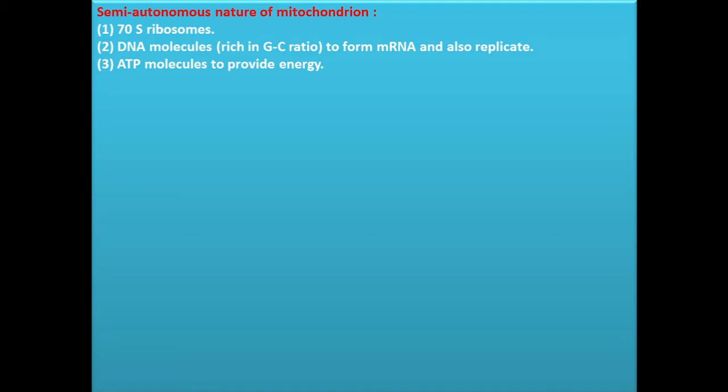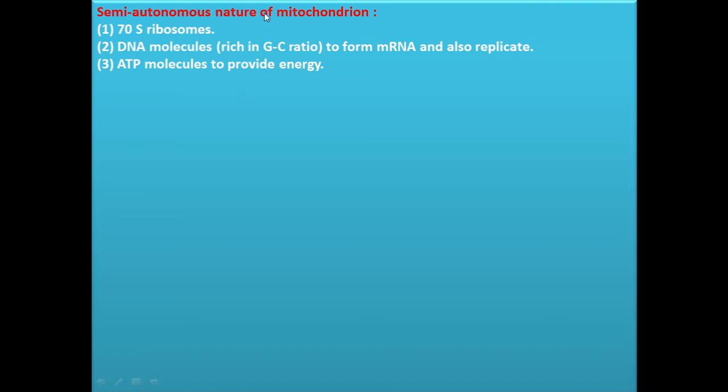Why are they semi-autonomous? Why are they not completely autonomous? The reason is they have only 70S type of ribosome. They are dependent on cytoplasm or nucleus to synthesize some types of proteins. They cannot synthesize the complete requirement of mitochondria. So some proteins should be synthesized inside the nucleus, then transported inside the mitochondria to perform the function. So they are semi-autonomous, not completely autonomous.